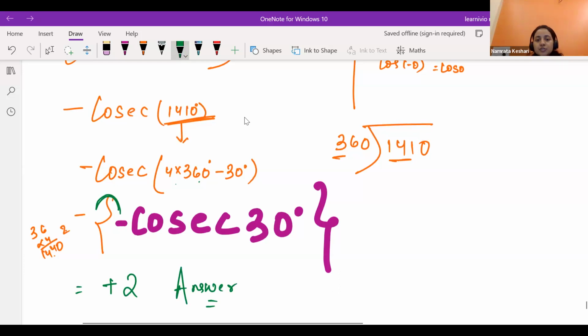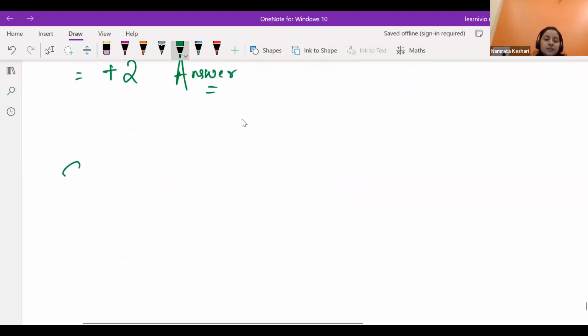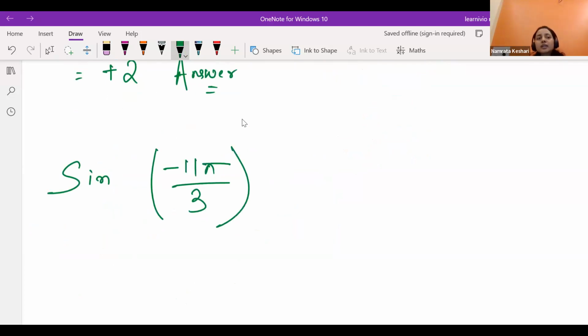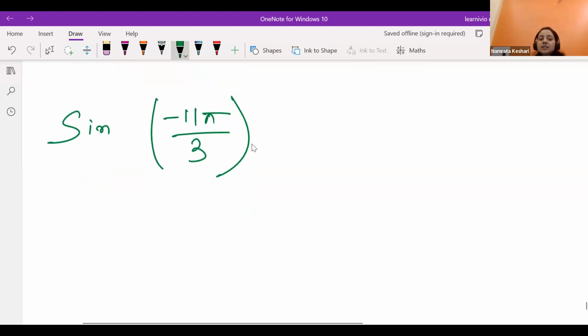Let's do a few more questions. Sine of minus 11π/3. When it is in degrees, we will solve by taking 360 degrees. When it is in π, we solve by taking π. That's it. Okay. Sin minus theta is minus sin theta.